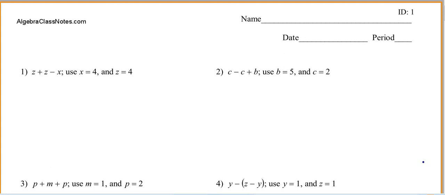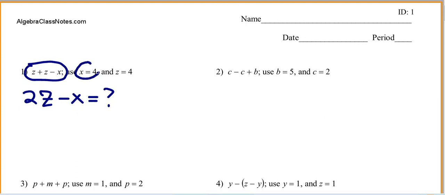Welcome back. We're going to do some variables and expressions, and basically what we're going to do here is evaluate some algebraic expressions by taking some given values and plugging them into a problem which has nothing but variables in it, right? Or letters. These are variables, right? z plus z minus x, which means you've got 2z minus x, right? And we want to know what that's equal to.